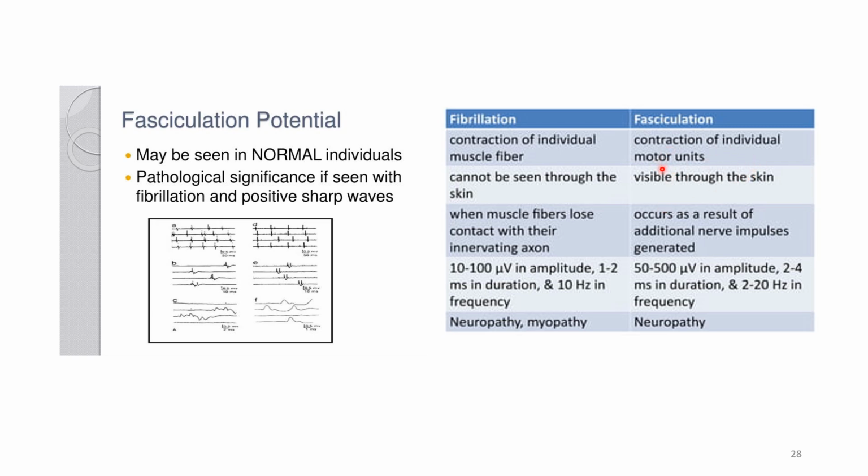Now coming to fasciculation, it is because of contraction of individual motor units. So individual motor units are contracting, and these contractions are visible through the skin, and it occurs as a result of additional nerve impulses generated, mostly due to neuropathy. And see the amplitude, it is 50 to 500 microvolts, 2 to 4 milliseconds in duration, and 2 to 20 hertz in frequency. So it is more than fibrillation. This amplitude is more, so we can see it through the skin. So these are the differences between fibrillation and fasciculation.